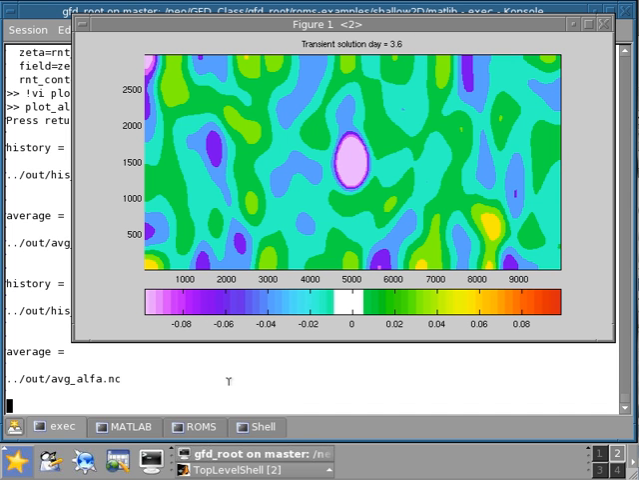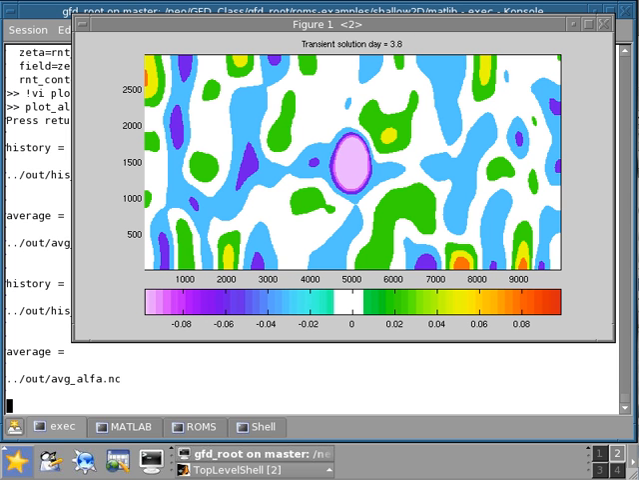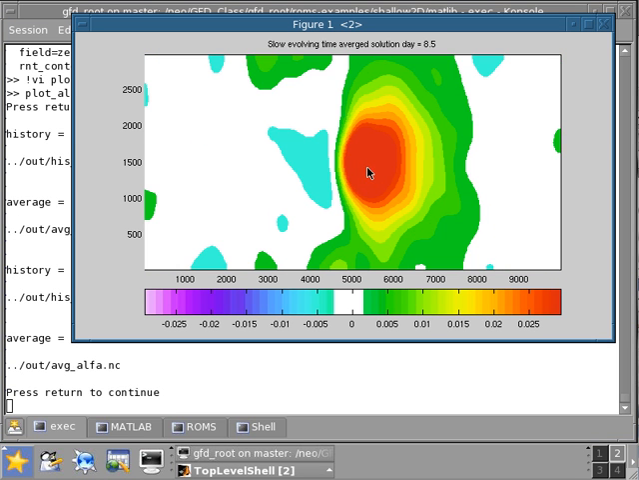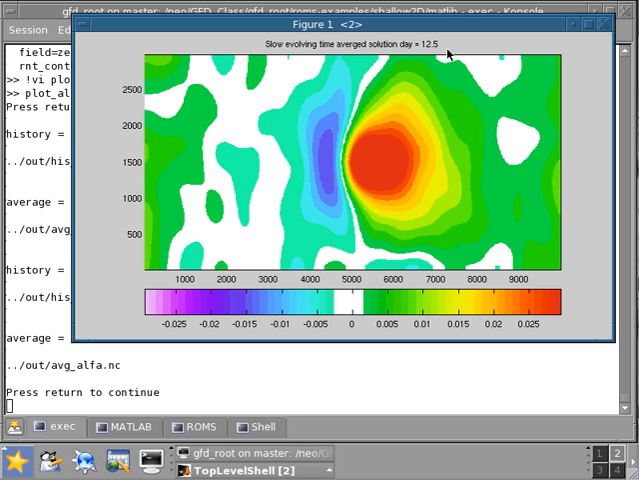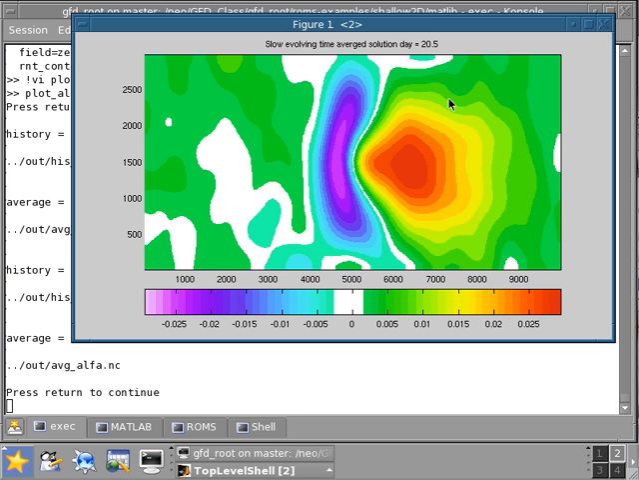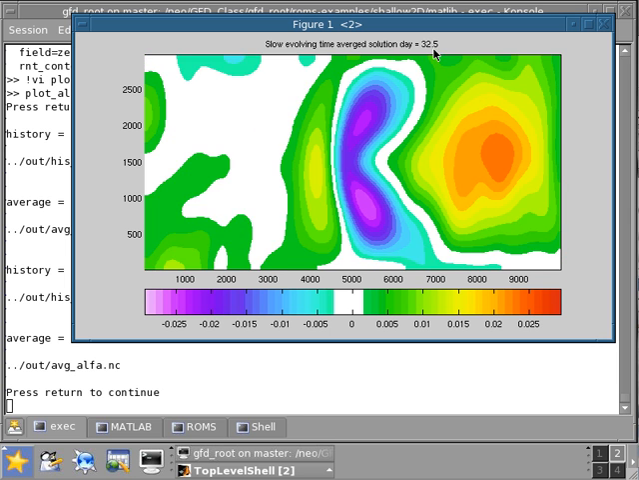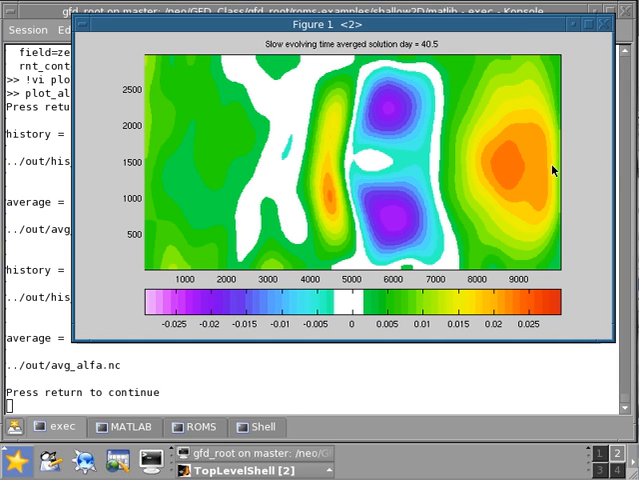And now we're going to look at the slow evolving part as soon as this is over. Okay, press return to continue. I'm going to press return. And now this is the slow evolving part, and now you could see that it's moving, but it's moving slower. Now it's 12 days. You see it hasn't reached the boundary, and it should reach the boundary at approximately half of 47 days, which is right now already.